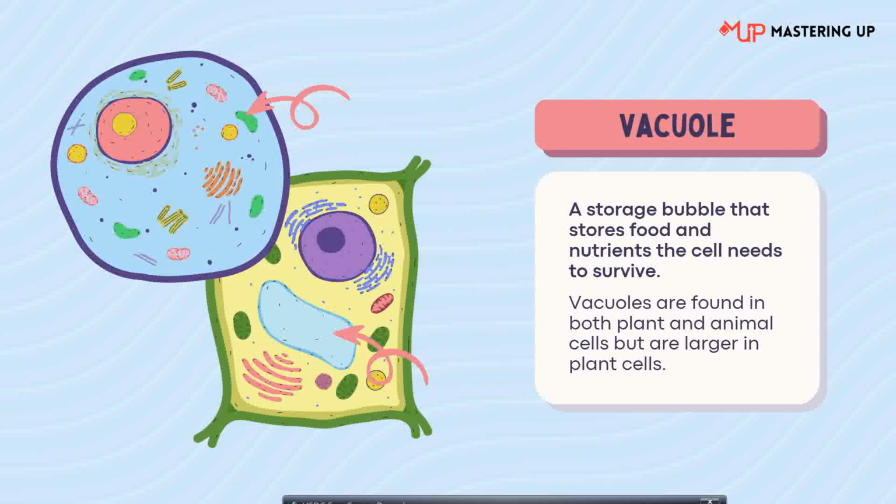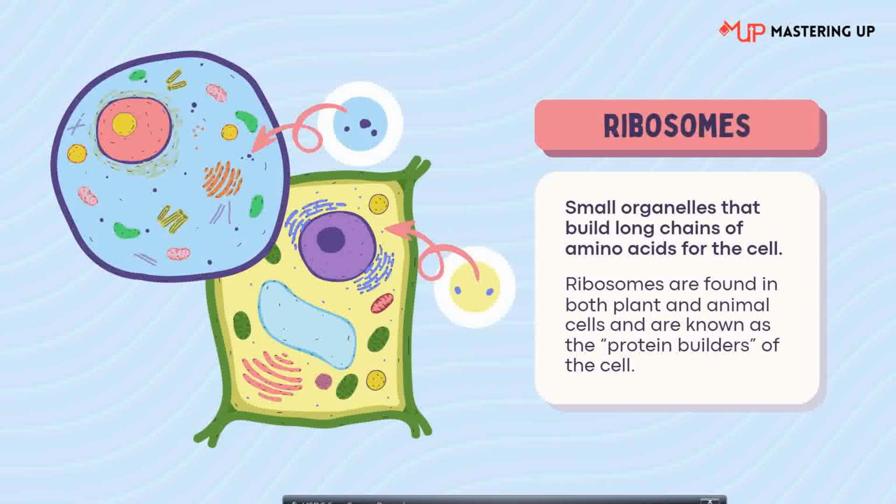You can see there is only one vacuole present in plant cell, but in animal cell we have a number of vacuoles present in it. Now ribosomes.